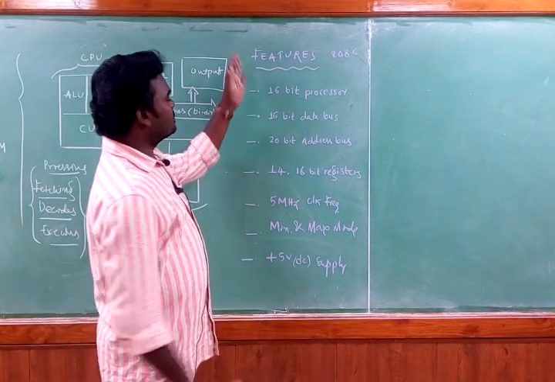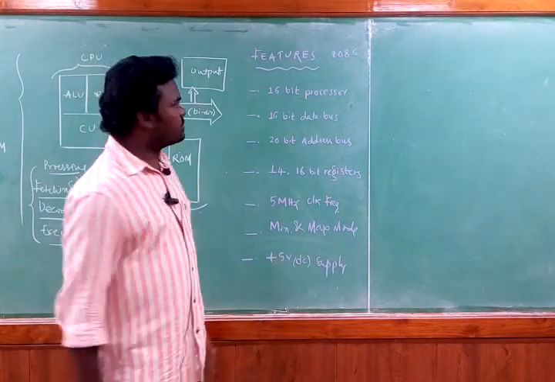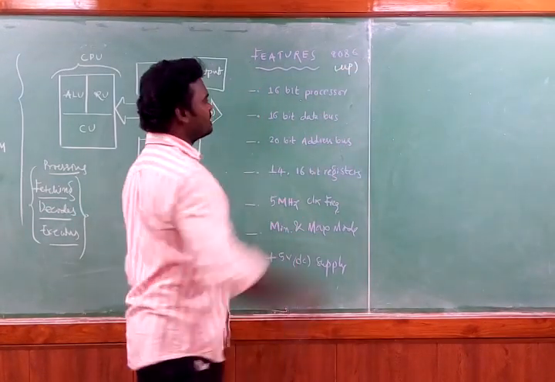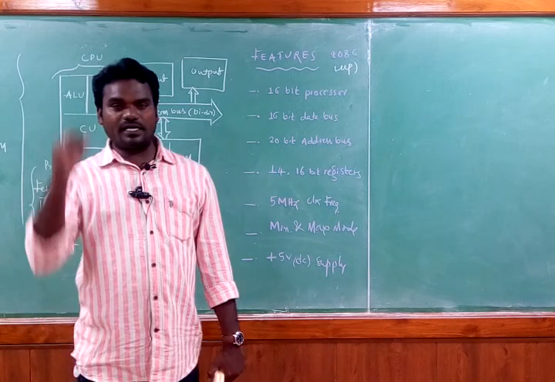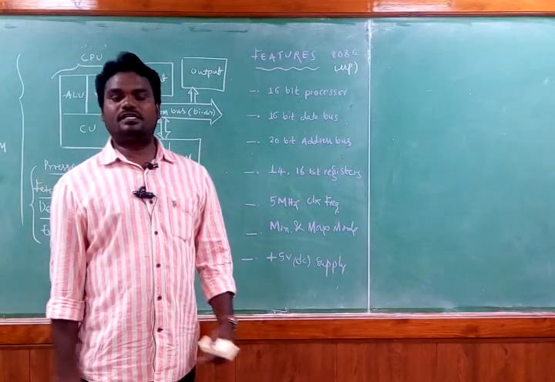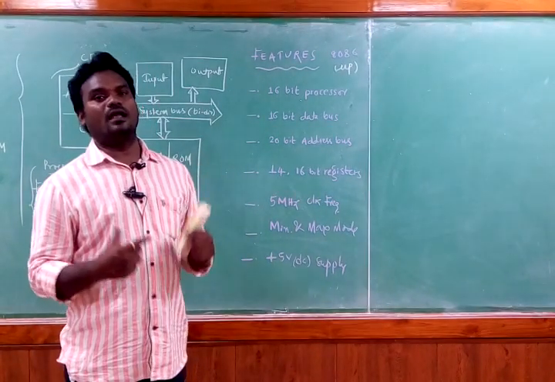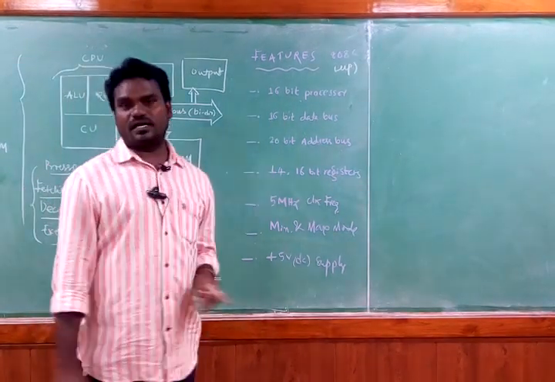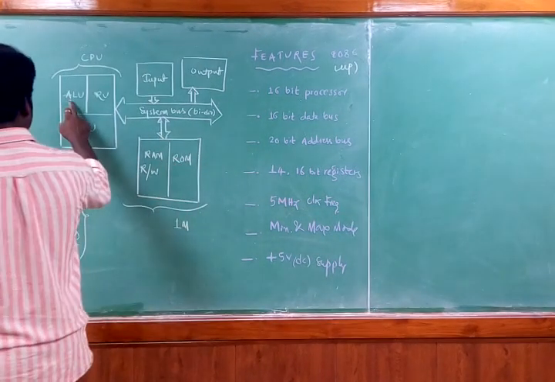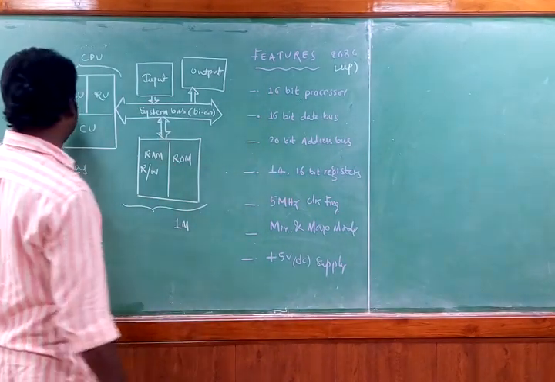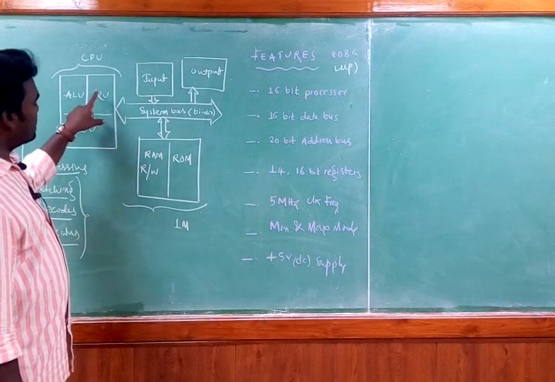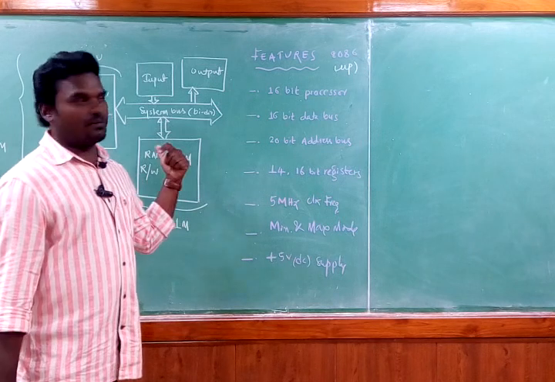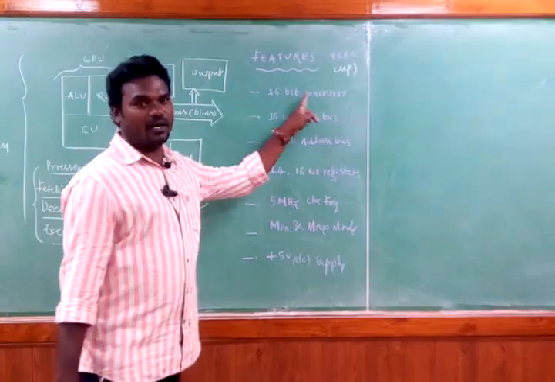Here are some of the important features of the 8086 microprocessor. The 8086 microprocessor, as we discussed, is a 16-bit microprocessor. It is a 16-bit processor, meaning it is designed to handle 16 bits of data in a single instruction. Internally, the arithmetic logic unit, the registers, and the instructions are all designed to operate with 16 bits of data, so it is named a 16-bit processor.